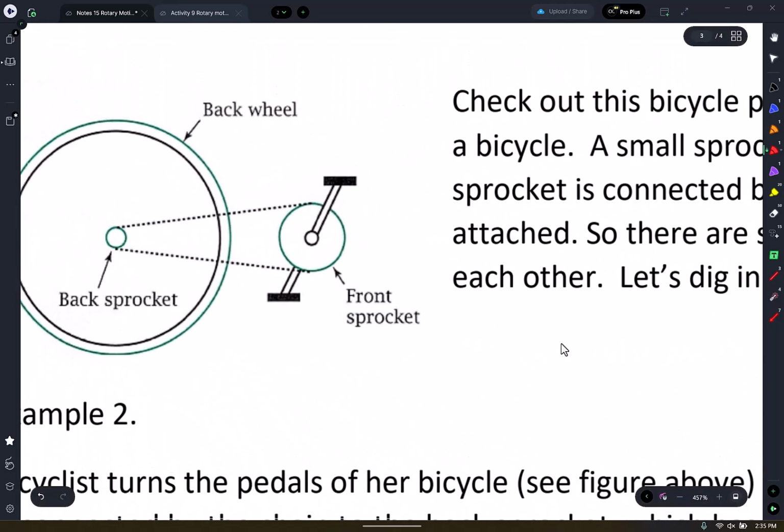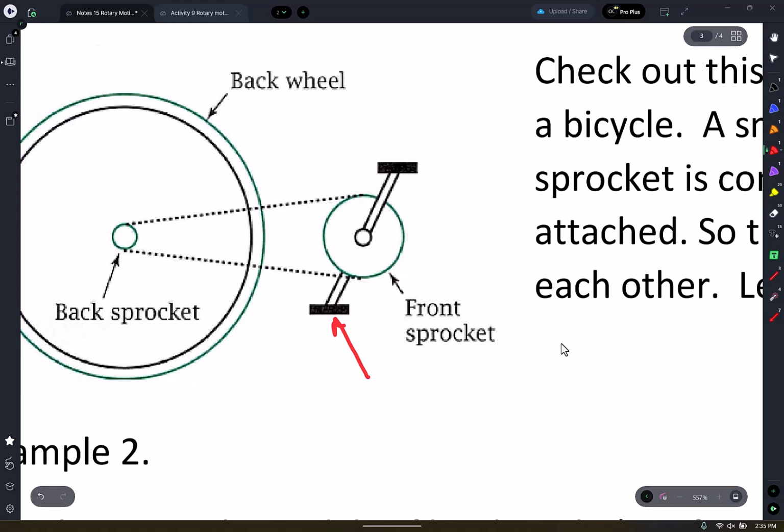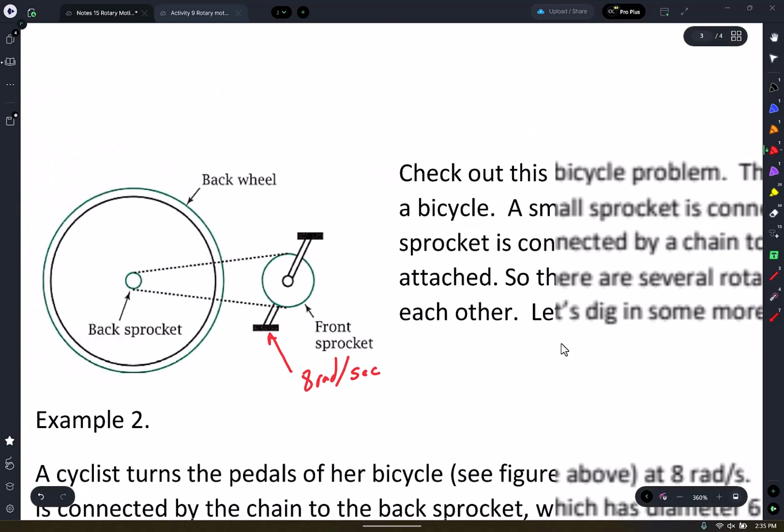So I'm going to zoom in. I'm pushing those pedals at 8 radians per second. How many revolutions is that? Divided by 2 pi. One revolution is 2 pi radians. Are we still okay, guys?